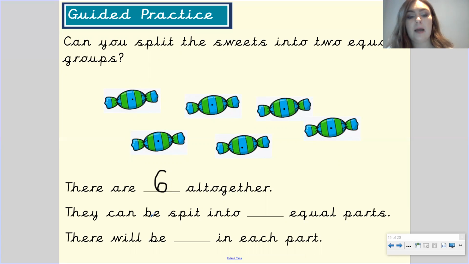Now we need to think about how they can be split into equal parts. Now we said here we want 2 equal groups. So they can be split then into 2 equal parts. But we need to think about how many are going to be in each part. How can we do that? Pause the video to have a think.